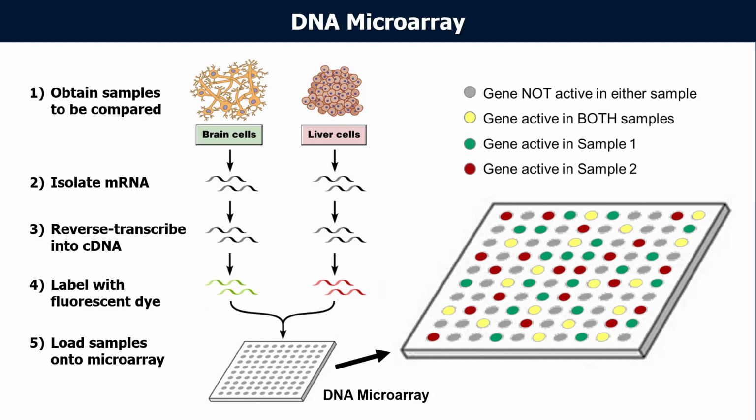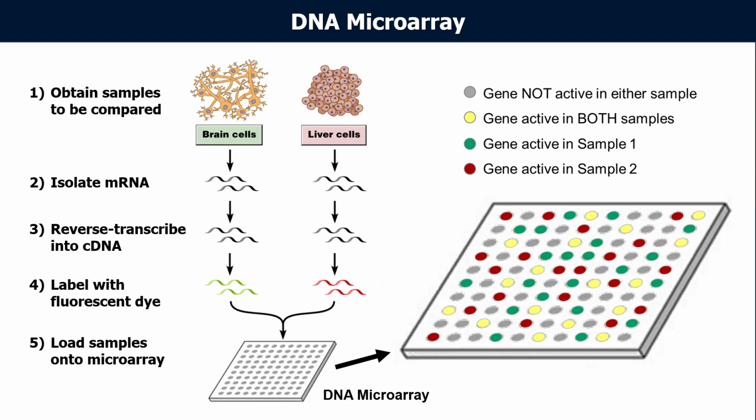Well, if it remains gray, that means that nothing in our samples, brain cells or liver cells, bound to that particular gene. The gene is present in the brain cell and the liver cell, but apparently those genes were not active. In other words, there were no messenger RNAs having been made of those genes that we're detecting here. So gray just means nothing bound. Those genes are off in both samples.